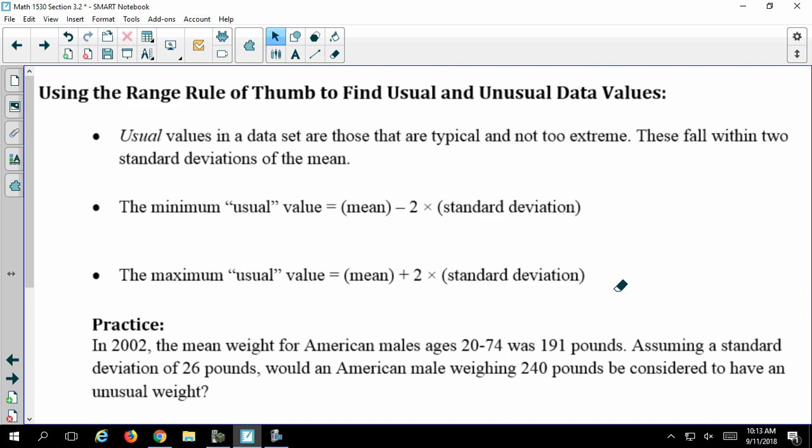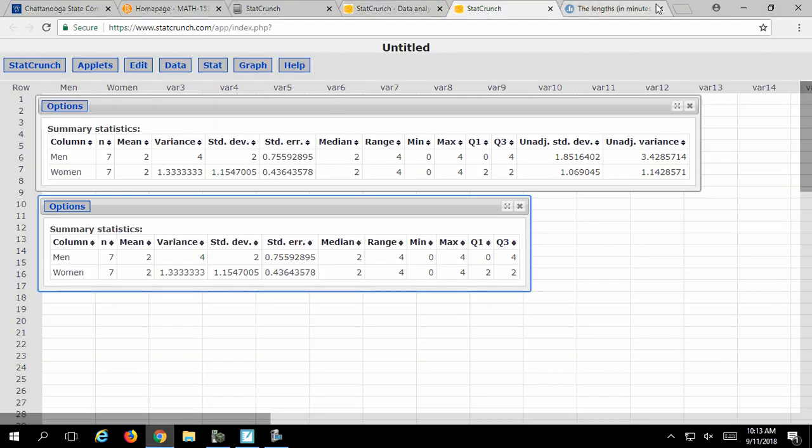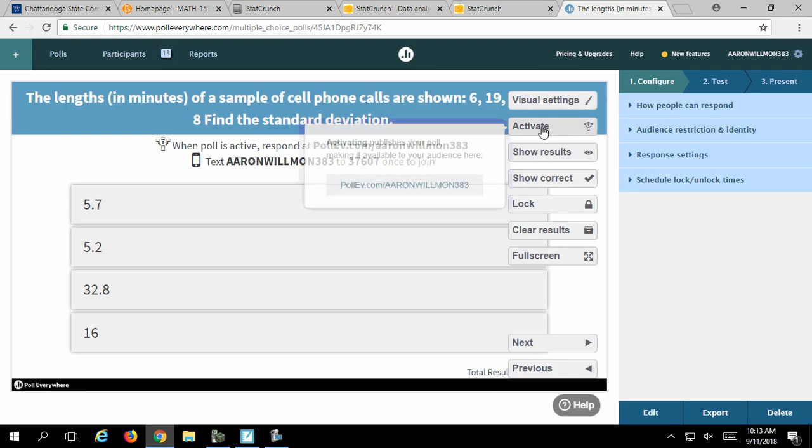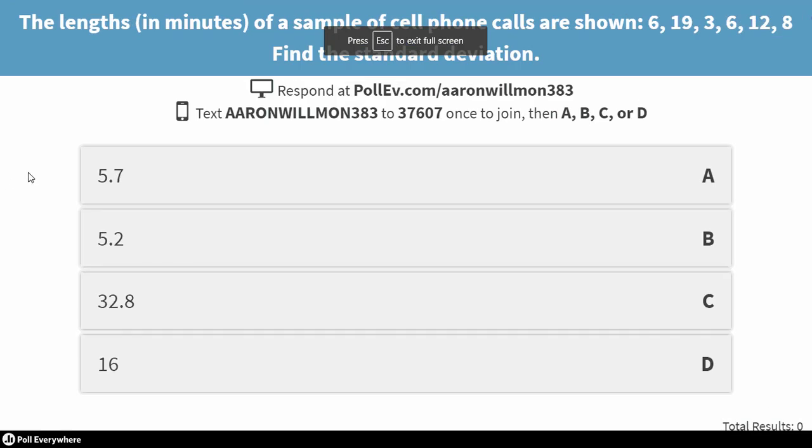How about before we do this, let's see if we're all on the same page. We have this data set. I think it's the same one we used last week. I want you to find the standard deviation, and you need to find the correct one. And you have StatCrunch. Hint, hint, wink, wink.